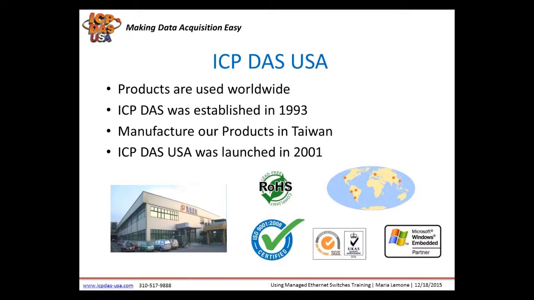ICPDAS was established in 1993. Our headquarters is located in Hsinchu, Taiwan. ICPDAS USA was launched in 2001 to support North and South American markets. We have over 100 R&D engineers. We provide free technical support with the purchase of our products. We also provide free training classes and on-site services.